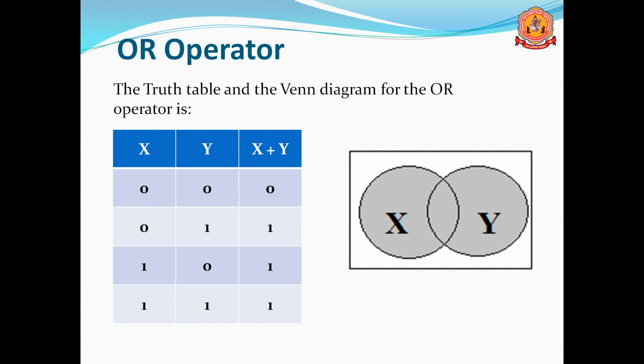The OR operator output is 0 when all the inputs are 0. See, x and y are the inputs here. When all the inputs are 0, then output will be 0. Otherwise, output is always 1. Or we can say the output of the OR operator is 1 when any one of the inputs is 1. Whenever any one input is 1, the output is also 1. Otherwise, output will be 0. So that is the OR operator.